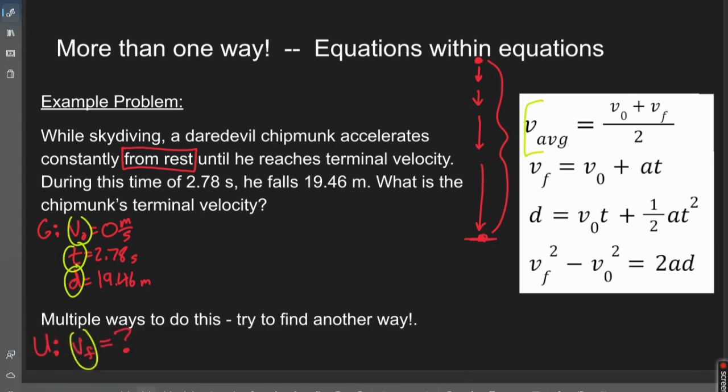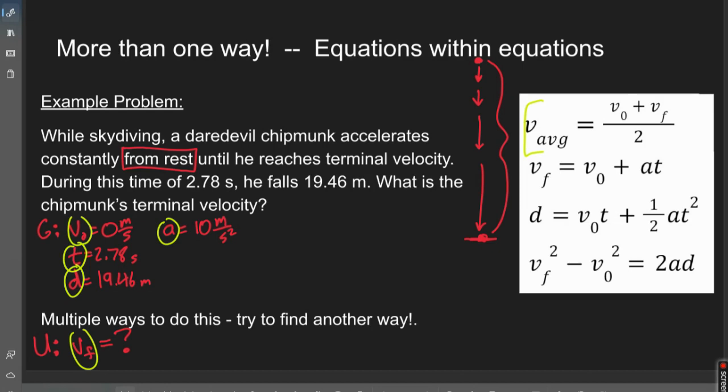What planet do chipmunks live on? Last I heard, they live on Earth. So 10 meters per second squared. Here's my question, though. Why did I call this 10 instead of negative 10? Well, it's our distance. I said our distance was positive.